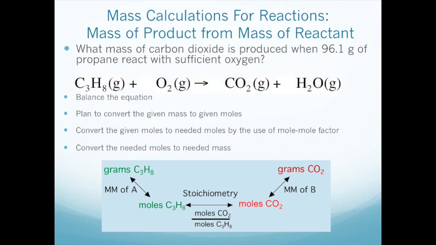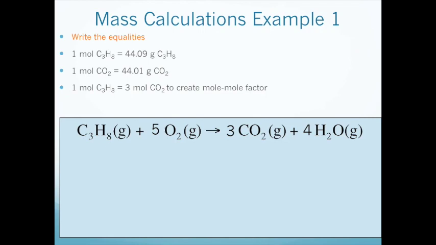So first we balance the equation as we did before. Then we make our plan to do our conversions. We know that 1 mole of propane has a mass of 44.09 grams if you add up 8 hydrogens and 3 carbons. We know that CO2 has a mass of 44.01 grams. And we know that for each mole of propane, 3 moles of carbon dioxide are produced. So we're given 96.1 grams of propane.